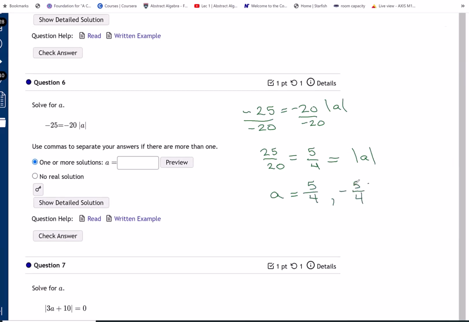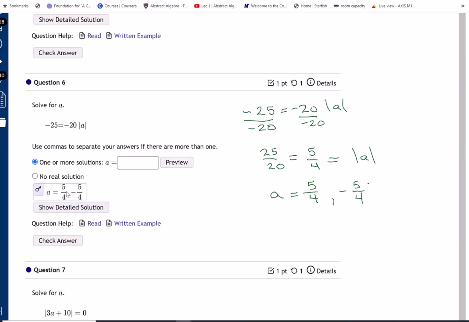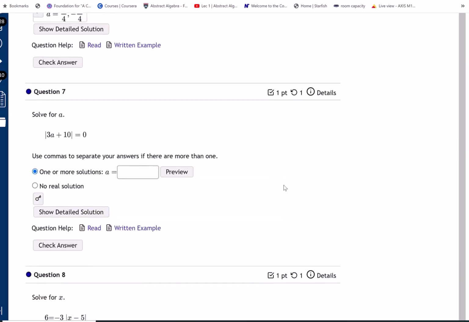Because if I put a -5/4 in for a and then I take the absolute value, it's going to become positive 5/4. 5/4, -5/4. Now here I'm starting out with it being an absolute value. All absolute value equations, which is what we have here, can have 0 solutions, 1 solution, or 2 solutions.